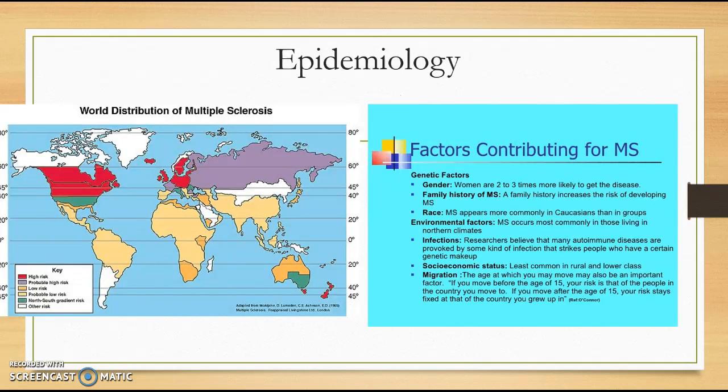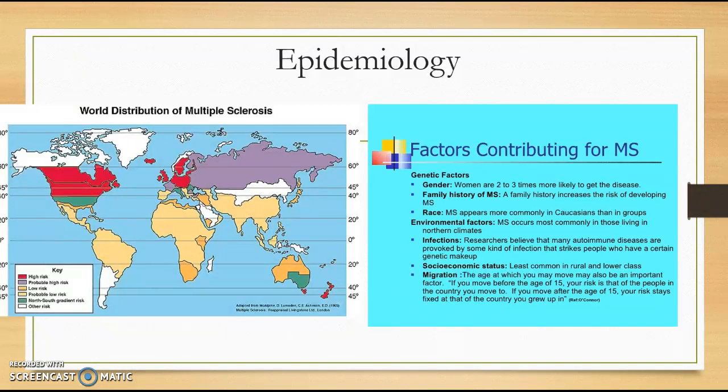As far as epidemiology and risk factors, once again, with autoimmune disease, because that's what this is, you have to think about that they really don't know all the reasons why the body attacks itself. However, epidemiology and statistics show us that women are 2 to 3 times more likely to get the disease. If you have a family history, then there's a genetic risk of developing MS. Caucasians tend to get MS more than other ethnicities.